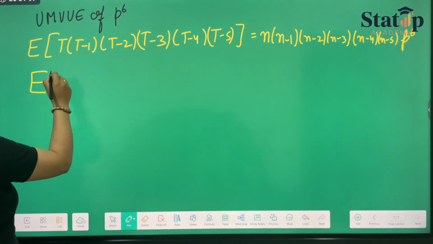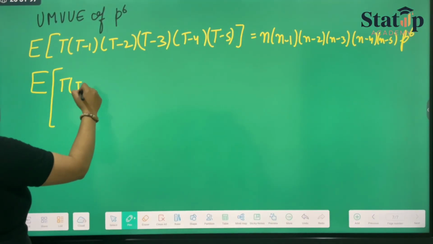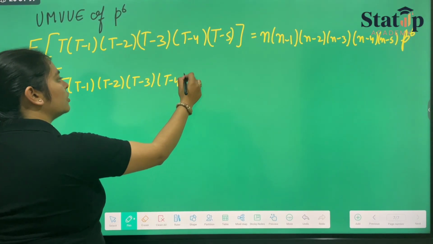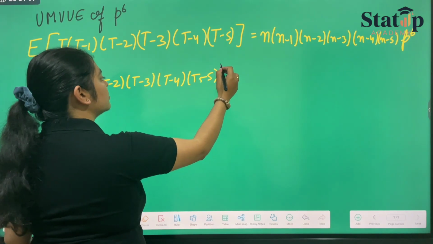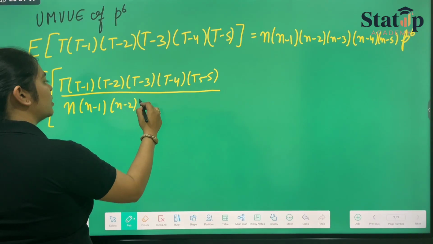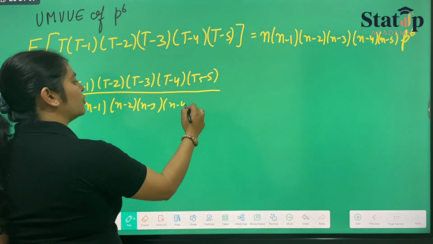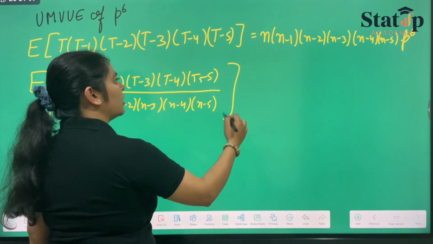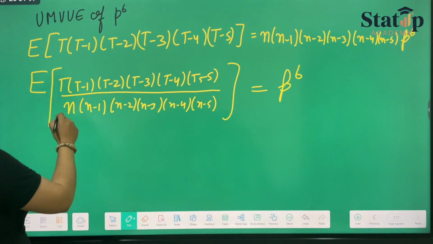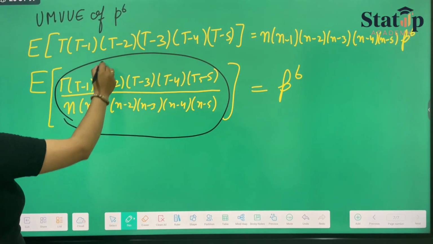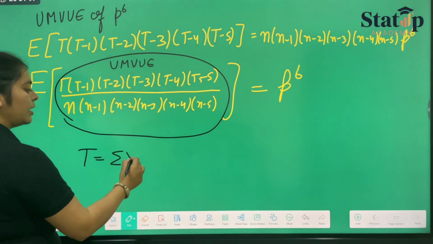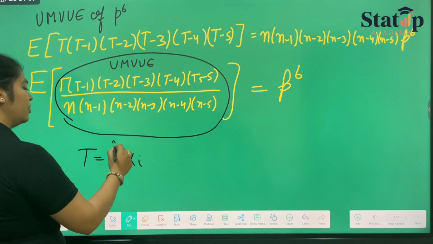Now the expectation of T, T minus 1, T minus 2, T minus 3, T minus 4, T minus 5 upon n, n minus 1, n minus 2, n minus 3, n minus 4, n minus 5 is equal to p raised to the power 6. So all of this is the UMVUE of p raised to the power 6, where T is nothing but summation Xi, i goes from 1 to n.